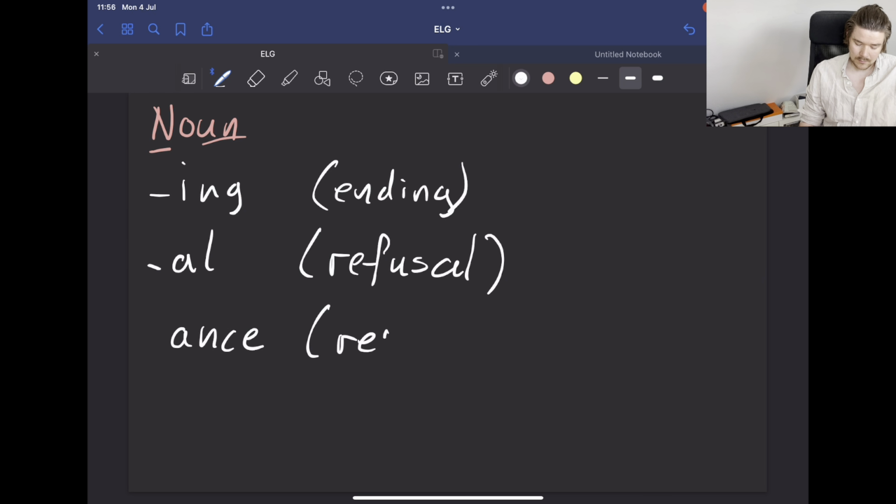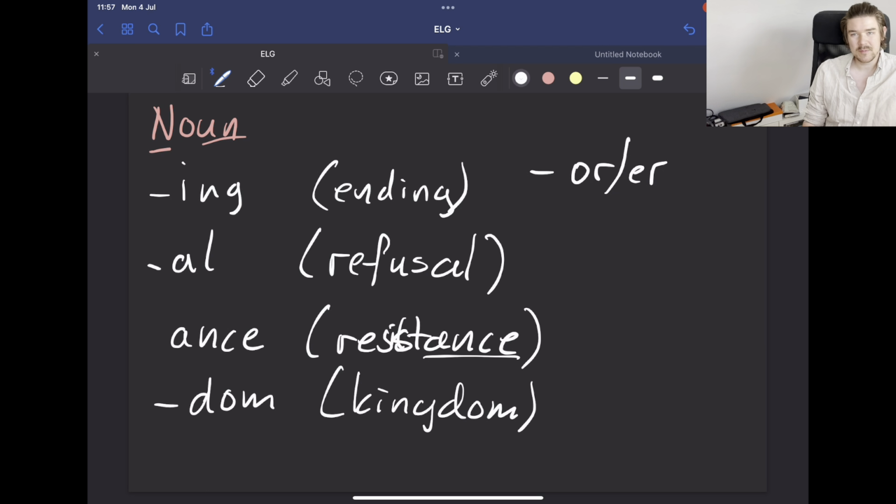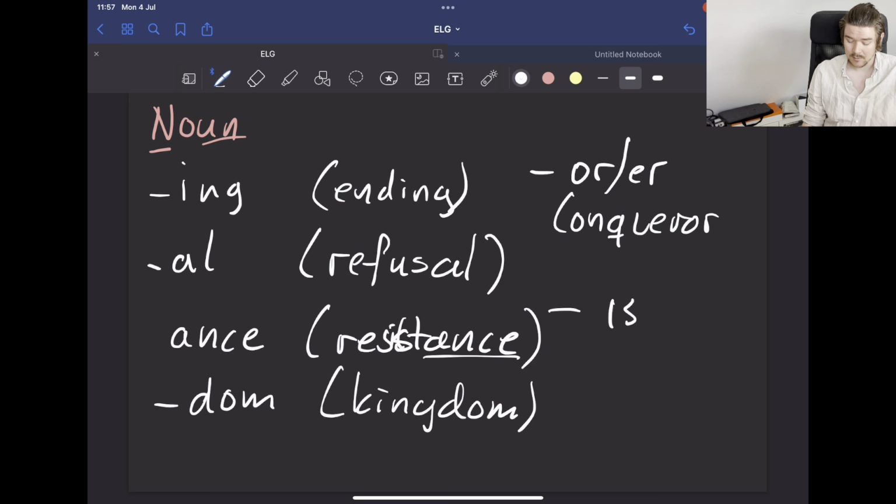Ants, resistance. Dumb, kingdom. OR or ER, like in conquer. Well, an important one, ism.